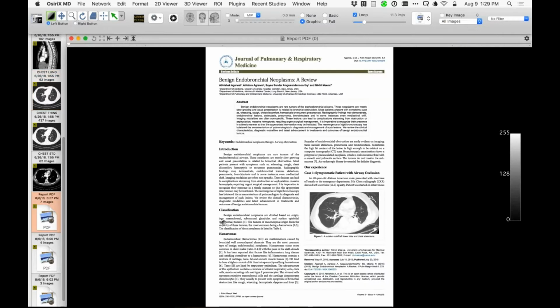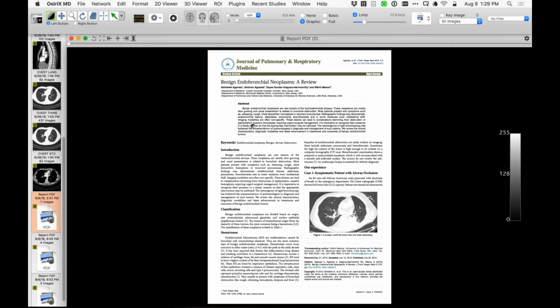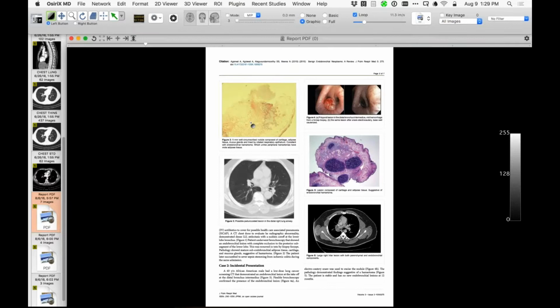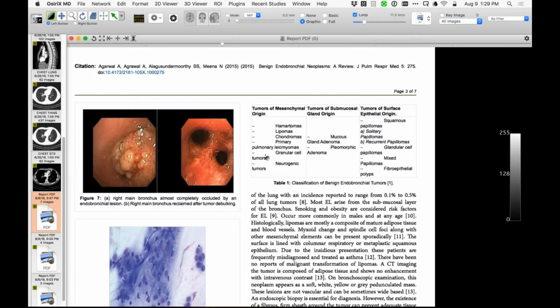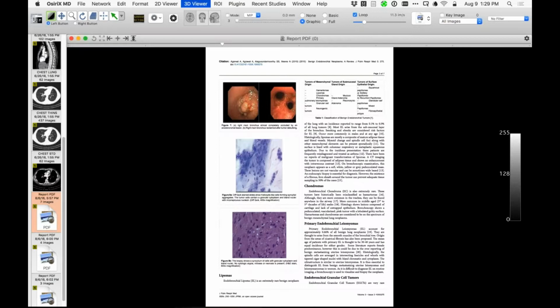And in the context of endobronchial neoplasms that are benign, because this one is benign, one would typically think of mesenchymal tumors of different kinds, including the schwannomas. Here we have the squamous cell lesions, and here we have the lesions that are other than that.